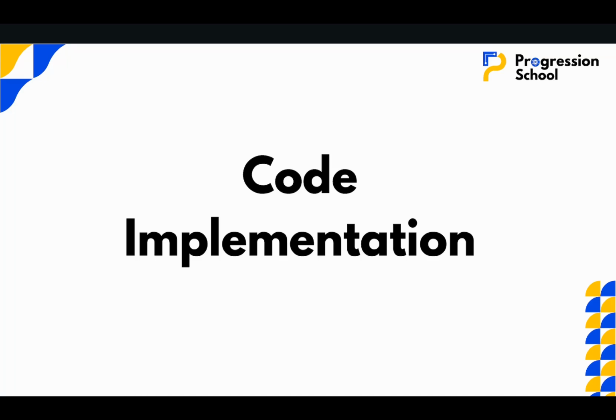In this video, we will see code implementation. So now let's implement the code for the problem missing number. We discussed the 4 approaches. So let's start. Let me comment it basically.